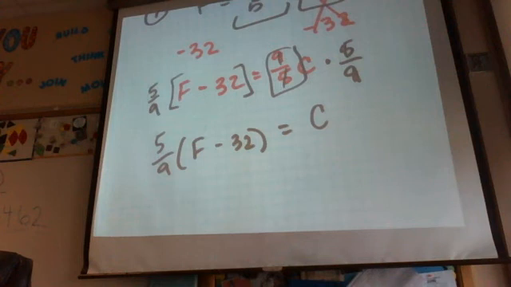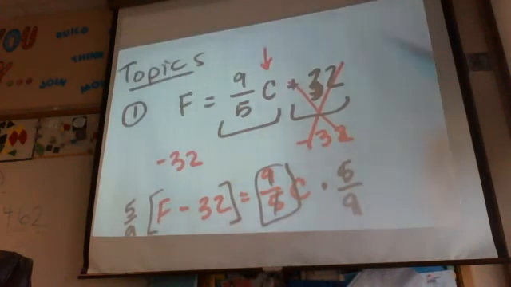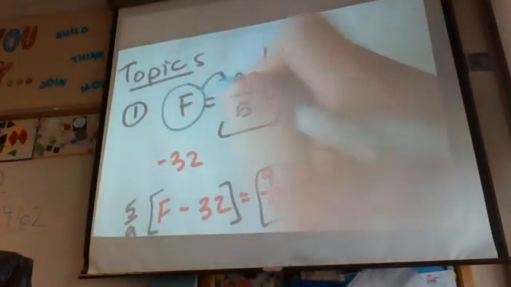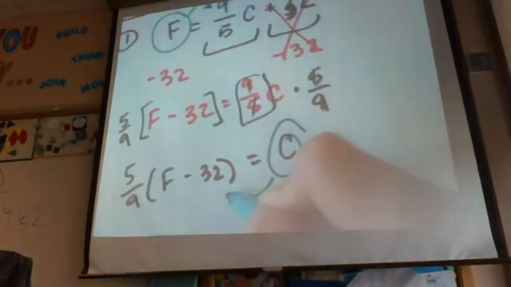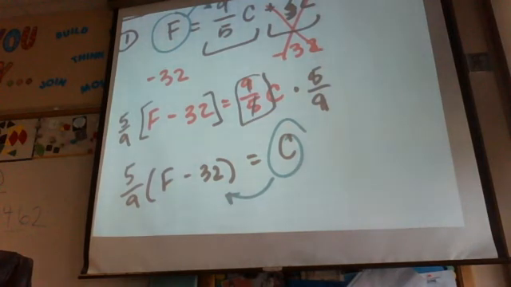So as you can see, we can now solve for Celsius. Up here, in this formula up top, we have Fahrenheit equals this, and down here we have Celsius equals this. So we can rearrange formulas based upon what we need. It's a pretty sweet deal.